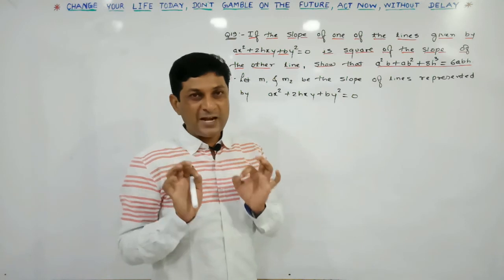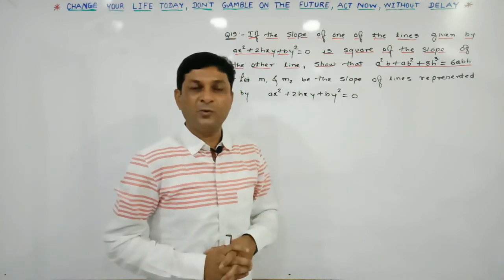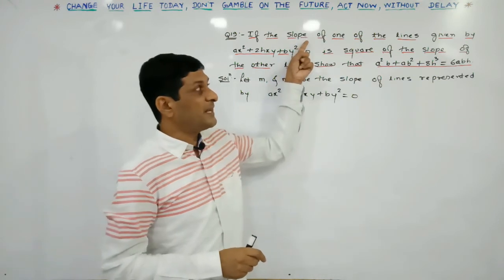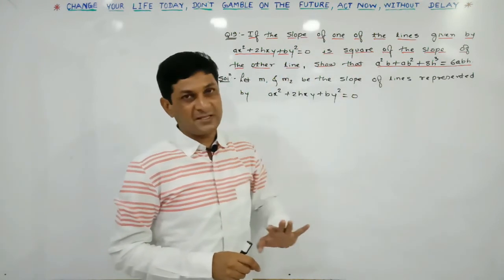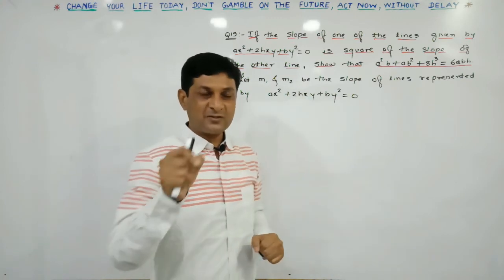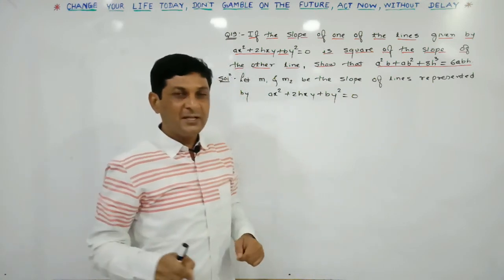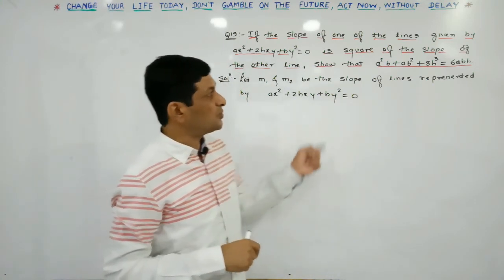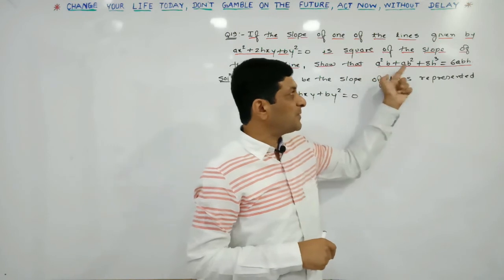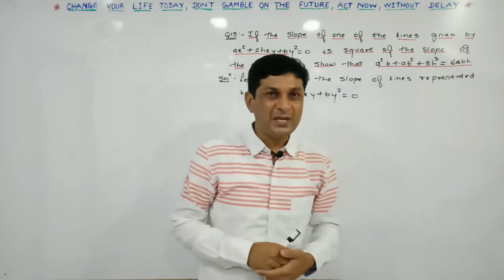So we know that a homogeneous equation represents a pair of lines. Both the lines pass through what? Origin. And the slope of one of the lines is the square of the slope of the other line. Using this condition, we have to show that a square b plus ab square plus 8h cube is equal to 6abh.